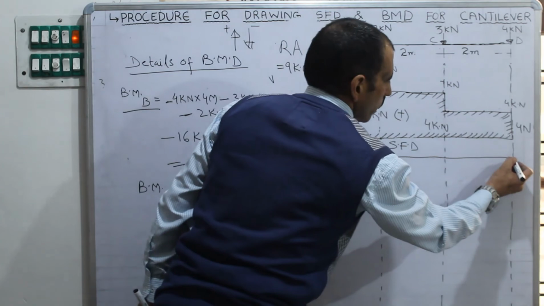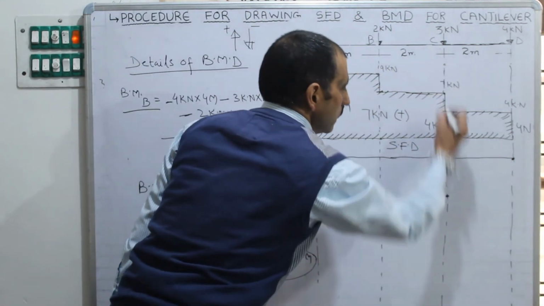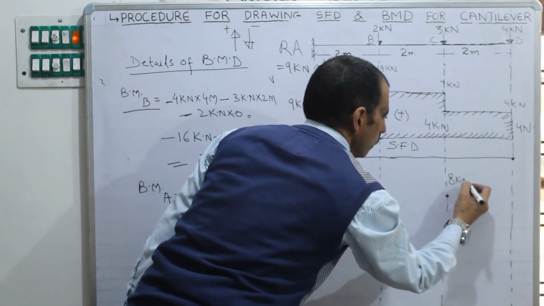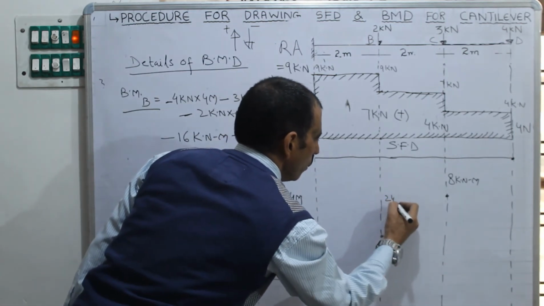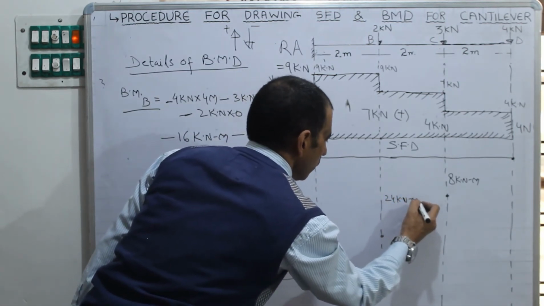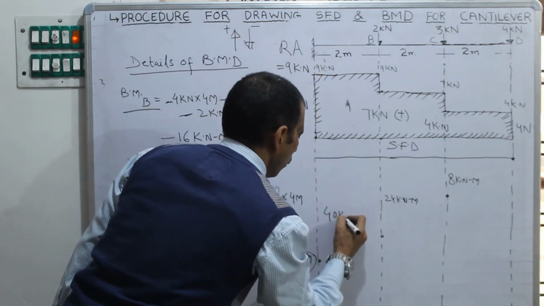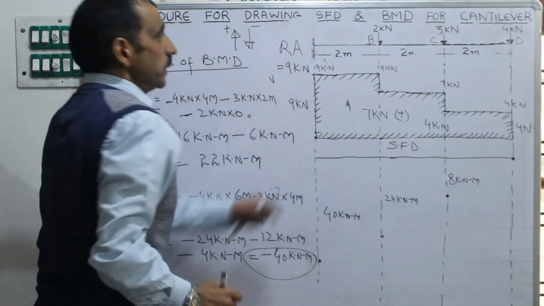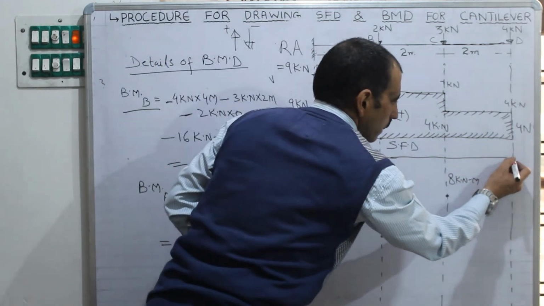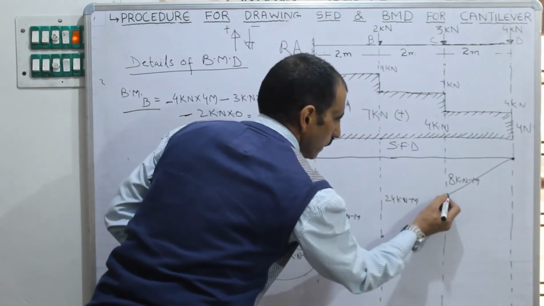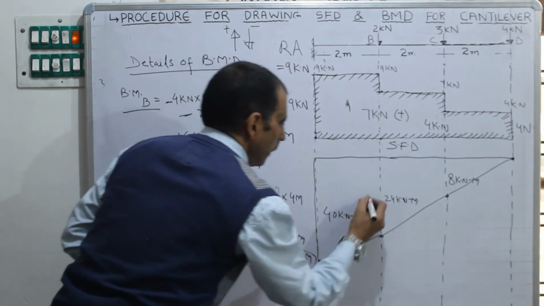And put here, this is bending moment at D is 0, bending moment at C is 8 kilonewton meter, bending moment at B is 24 kilonewton meter, and bending moment at A is 40 kilonewton meter. Now, since they are point loads, they are concentrated loads, we will join them with the help of a scale. This point, this and this, and this and this. This is the bending moment diagram.